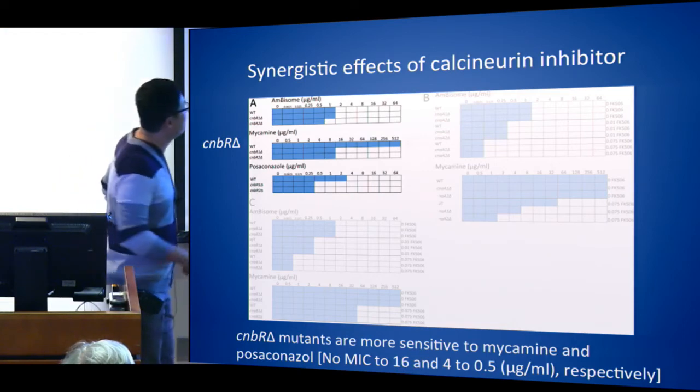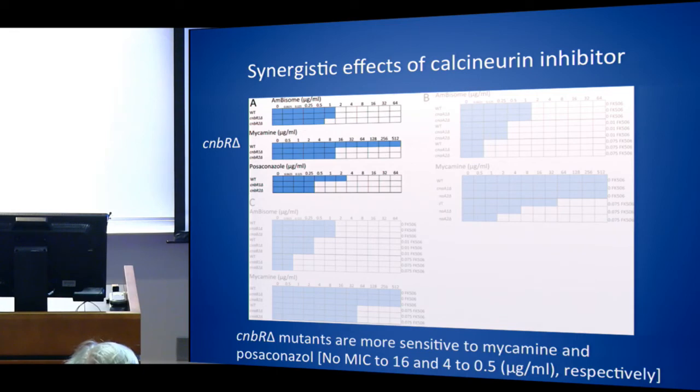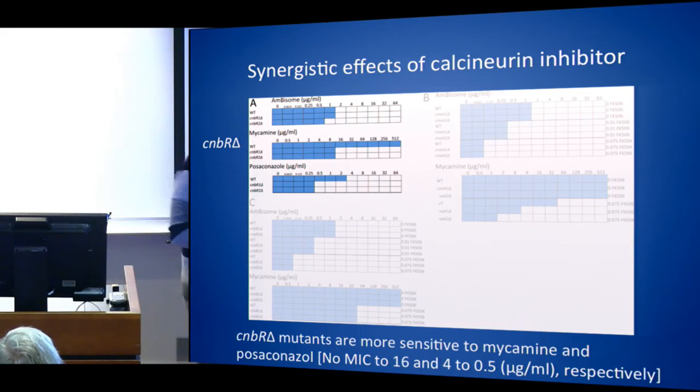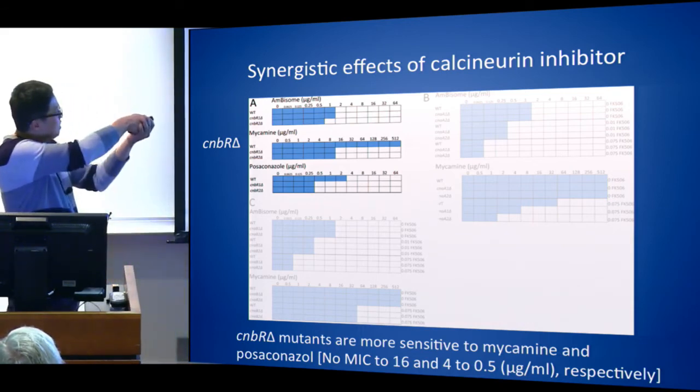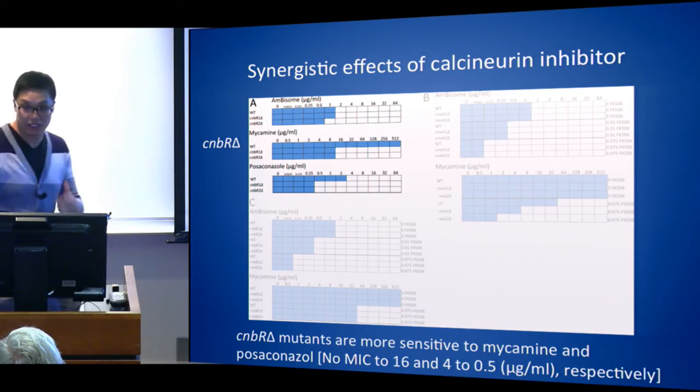We found some synergistic effect of calcineurin inhibitor with other antifungal drugs. In a test with the CNBR, this is the regulatory subunit mutant, AmBisome actually does not display much different MIC between wild type and the mutant. But for micafungin, this is the highest concentration we can achieve, so still Mucor grows really fine. But the mutant, you see dramatically reduced MIC of this drug. The same thing with posaconazole, the MIC dropped significantly.